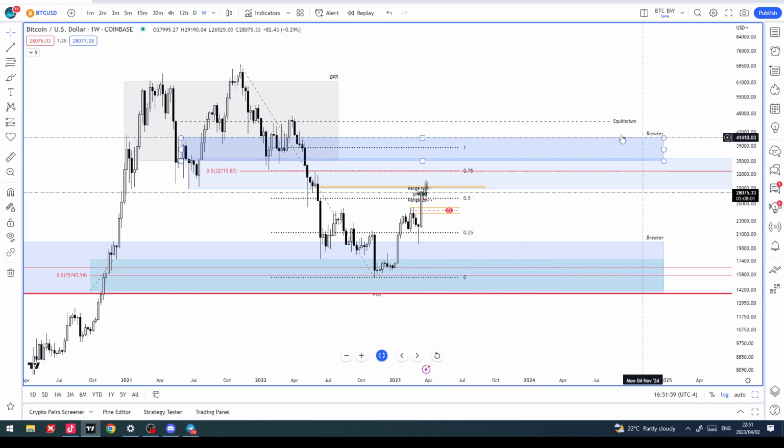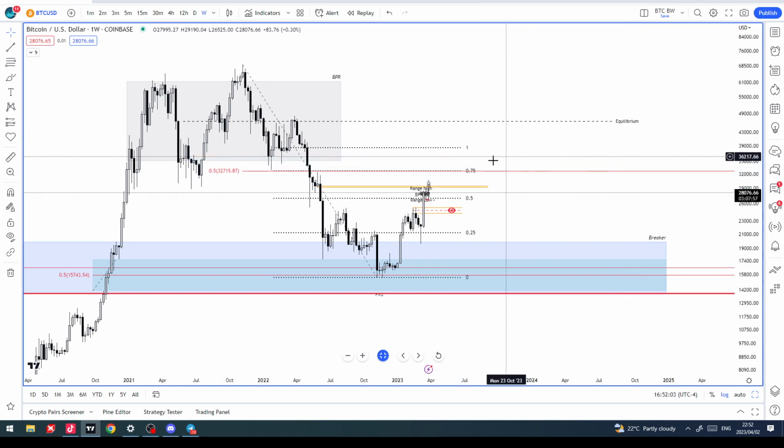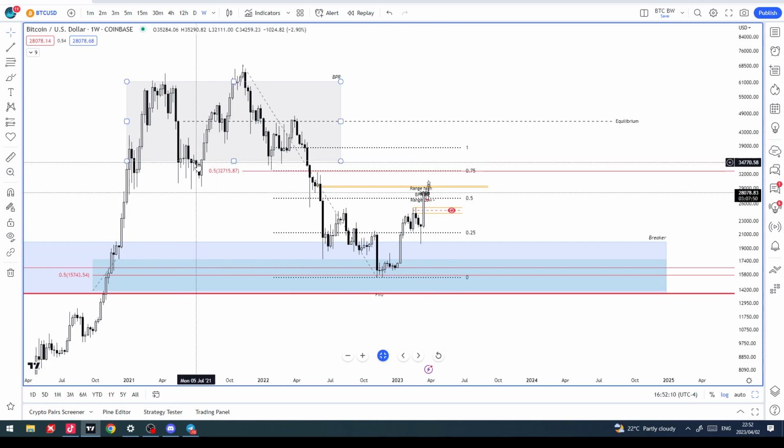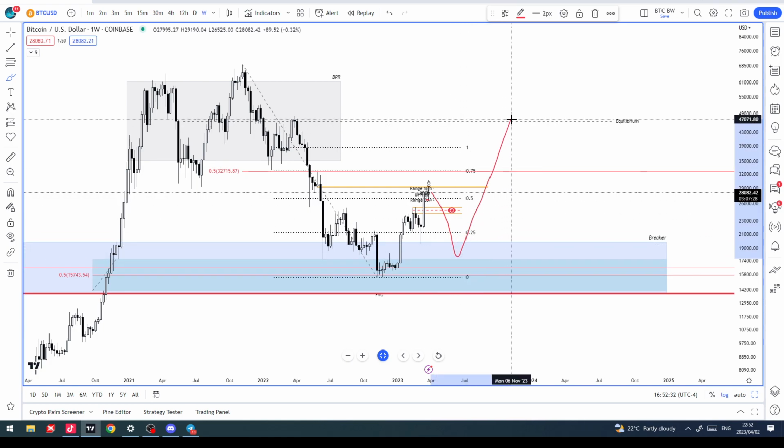Isn't it the fib 0.75? Isn't that the breaker? Yes, there's a breaker here. So 33,000. We're in the breaker now. Just below it, I think. But the idea again is this. I've explained this in the beginning. Do that and come up here.